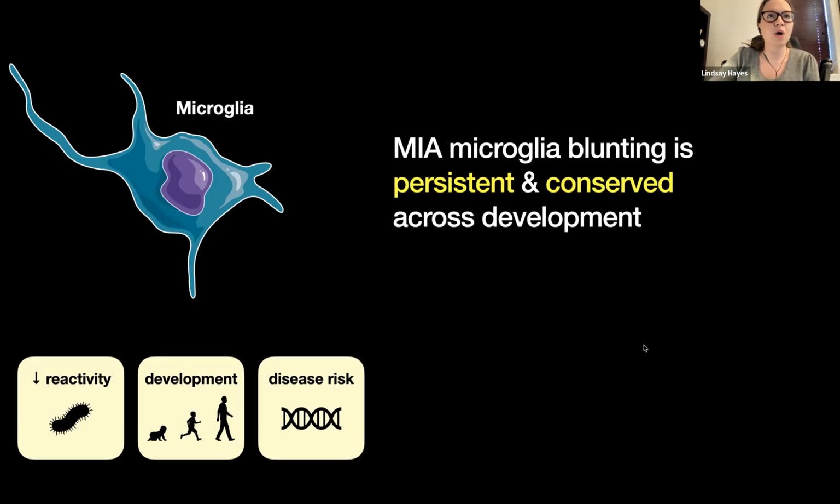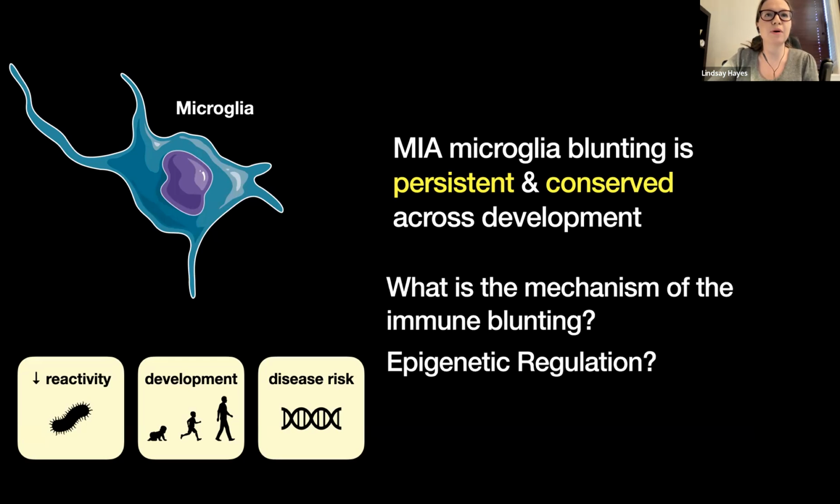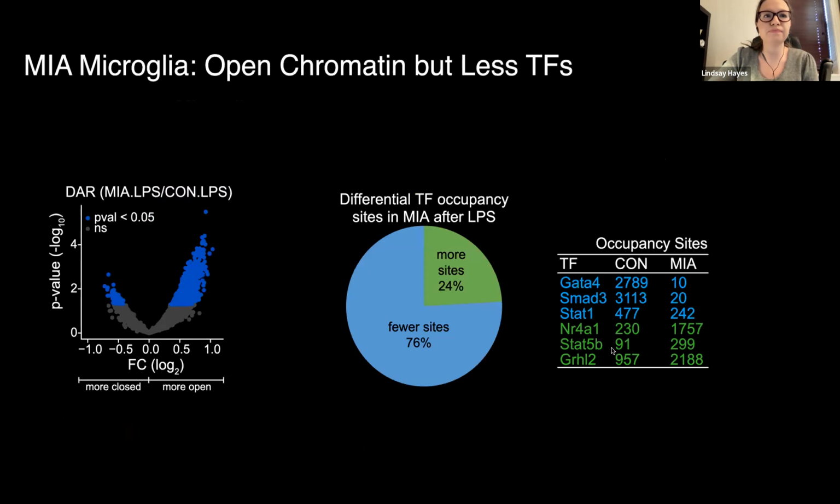Next, I wanted to determine what the mechanism is for this innate immune response blunting. I hypothesized that this may be due to an epigenetic regulation change, that perhaps the chromatin is in a more closed state, leading to an impairment in activation of the immune response program. So to test this idea, I performed an ATAC sequencing experiment to evaluate the accessibility of the chromatin. And to my surprise, I found that microglia actually had a more open chromatin conformation. So in this case, the negative fold changes indicate a more closed chromatin structure, and the positive fold changes indicate a more open chromatin structure.